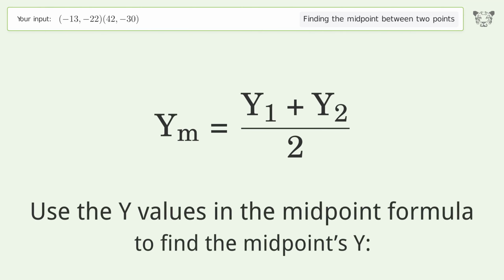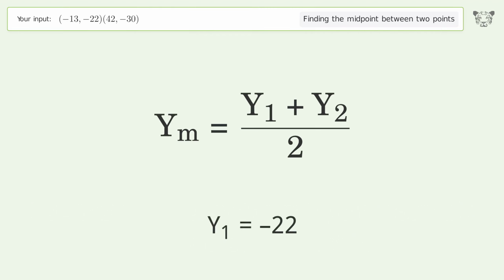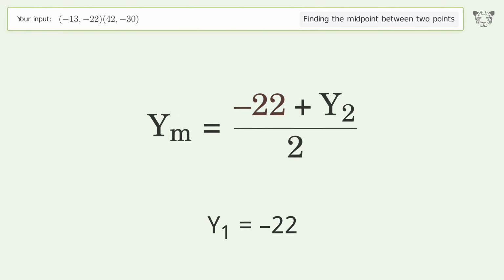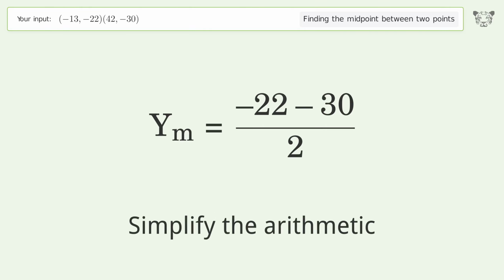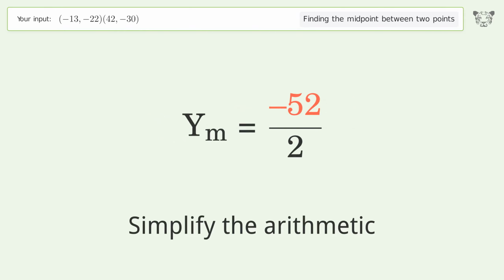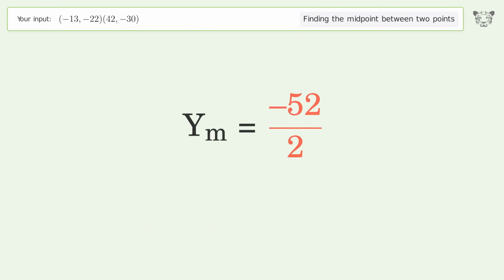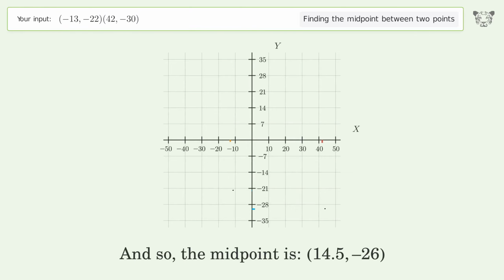Use the y values in the midpoint formula to find the midpoint's y. y1 equals -22. y2 equals -30. Simplify the arithmetic. And so, the midpoint is 14.5, -26.